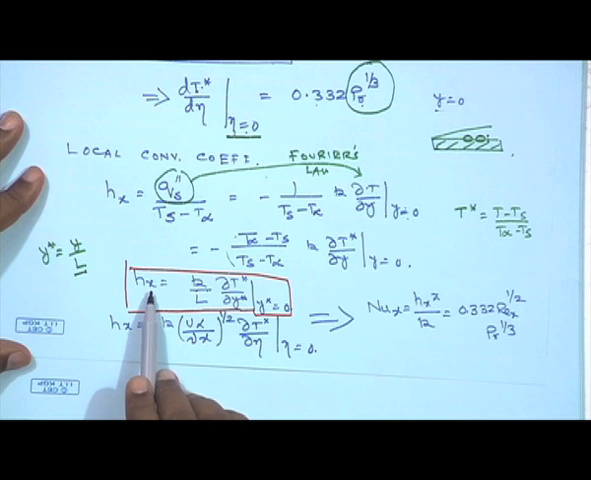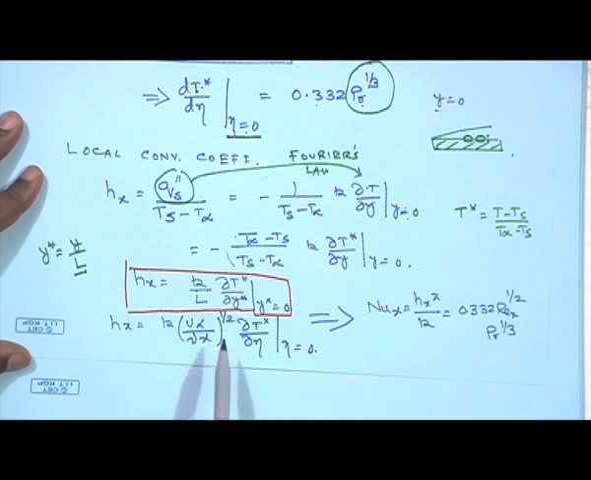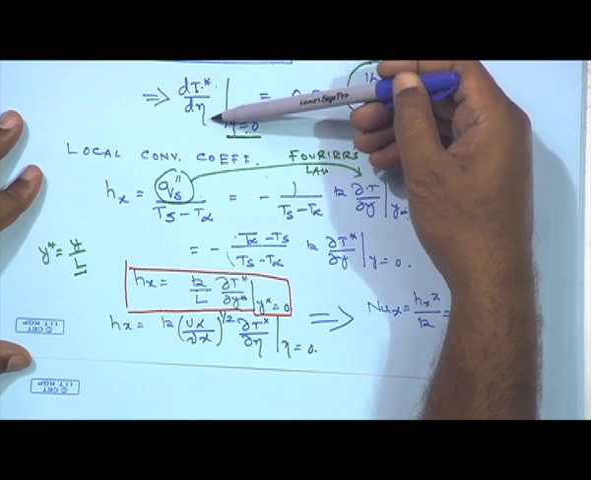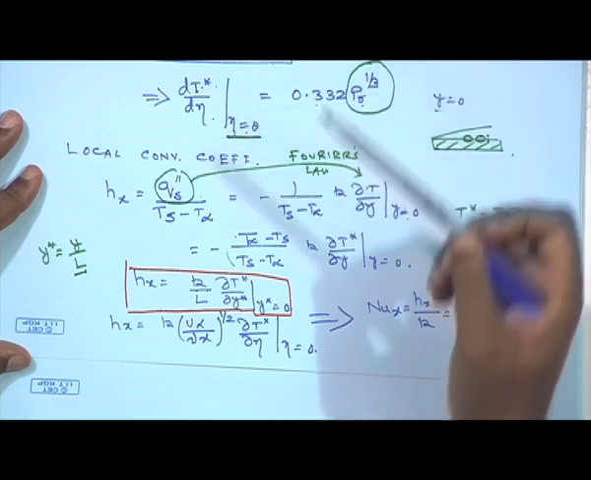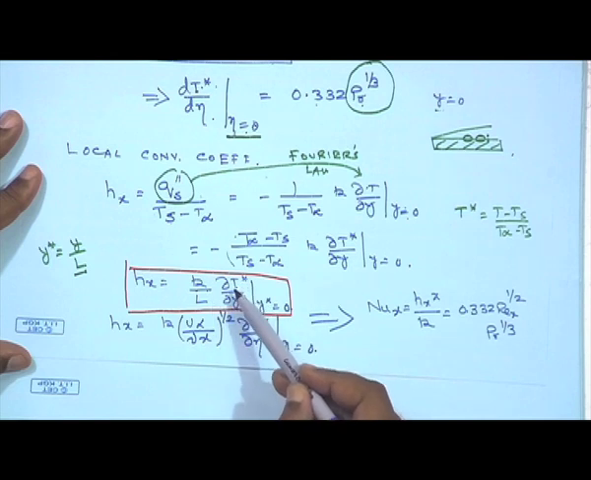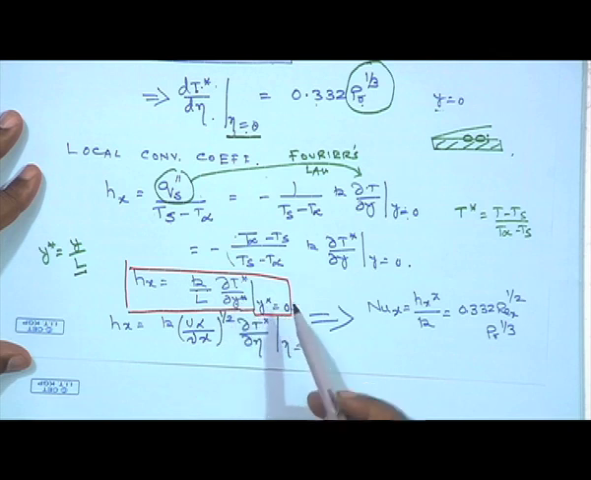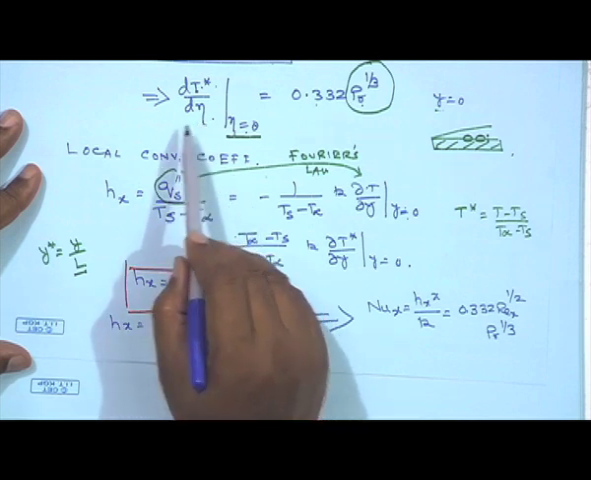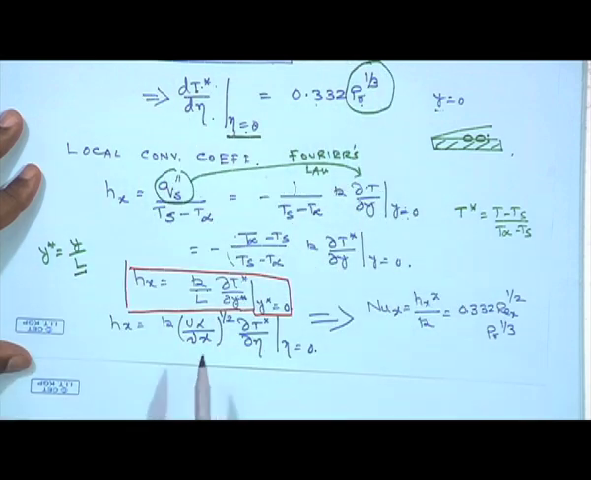See, we are getting more and more compact, that Hx is k by L del T del y. I have an expression for dT star d eta at eta equals 0. What I have here is del T del y, del T star del y star at y star equal to 0. So, the next step is to convert this y to eta such that this expression can be used, and that is what we do next.